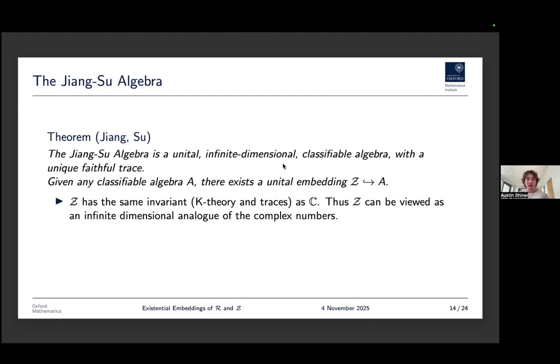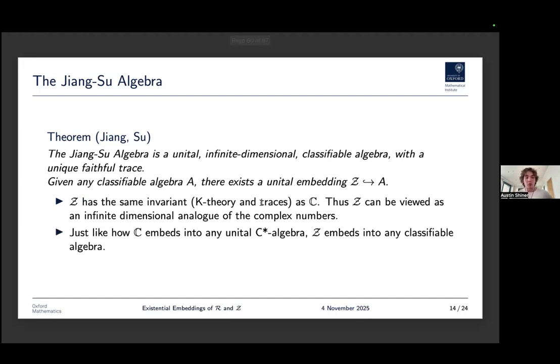One very interesting comparison is with the complex numbers themselves. So Z has the same invariant, so same K-theory and traces, as the complex numbers, but it's infinite dimensional. So we can view Z as an infinite dimensional analog of the complex numbers. One more reason this comparison is pretty cool is that C embeds inside any unital C-star algebra, and Z embeds inside any classifiable algebra. So C is in some sense the smallest unital algebra, and Z is in some sense the smallest classifiable algebra.